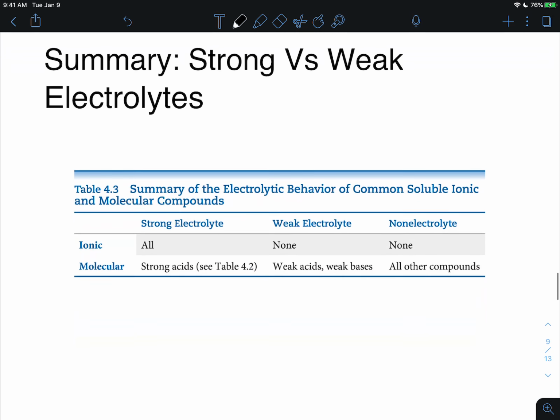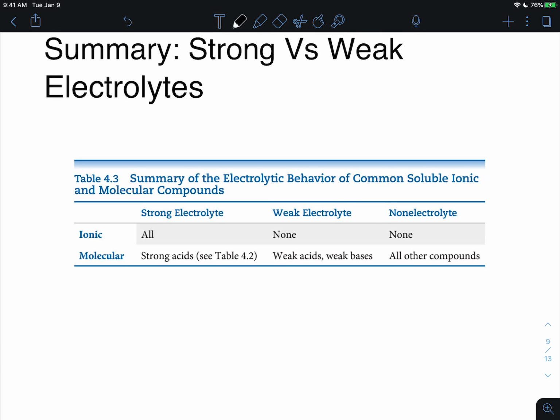Okay. Here's just a summary of our strong and weak electrolytes. So if we're talking about ionic compounds, all are strong electrolytes, whether they're soluble in water or not. If they're insoluble in water, they won't dissolve, so they won't break down into ions, but they're still considered a strong electrolyte because you can do stuff like heat up the water to increase your ability to get some of that into solution. And when it does go into solution, it will break down into ions. So we consider all ionic compounds to be strong electrolytes. There are no weak electrolytes or non-electrolytes within the ionic realm.